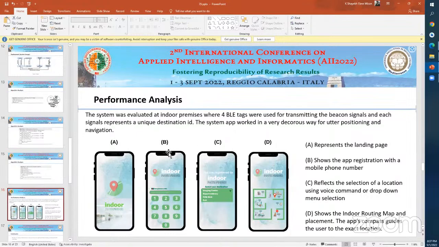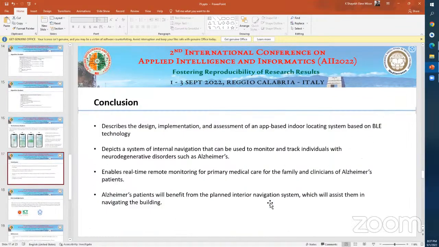First of all, this represents the landing page and the app registration with the mobile phone number, then the selection, and then the routing happens here. Last of all, this research describes the design, implementation, and assessment of an app-based indoor locationing system with BLE technology. It depicts an internal navigation system that can be used to monitor and track individuals with neurodegenerative disorders like Alzheimer's, and enables real-time remote monitoring for primary medical care for the family and clinicians. Alzheimer's patients will benefit from the planned interior navigation system, which will assist them in navigating in the building.